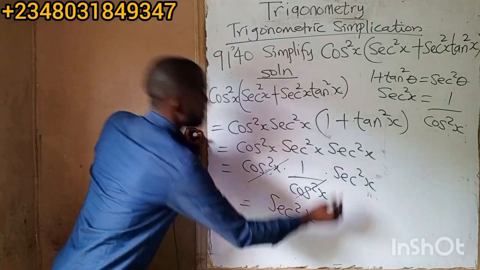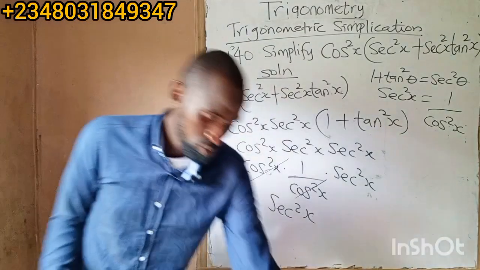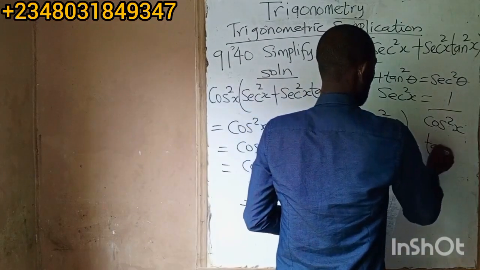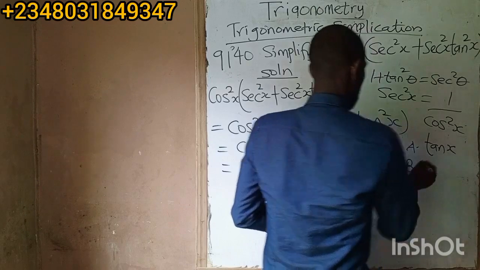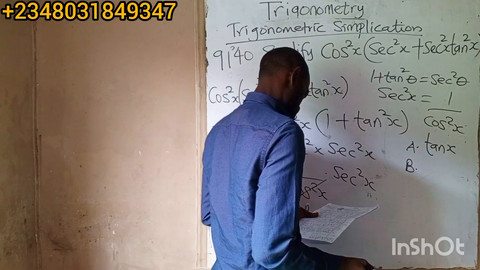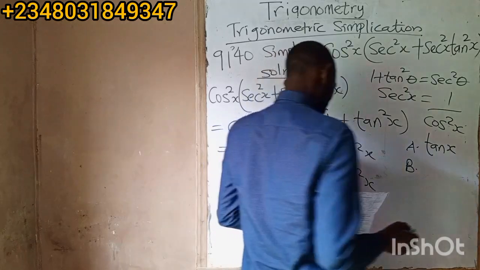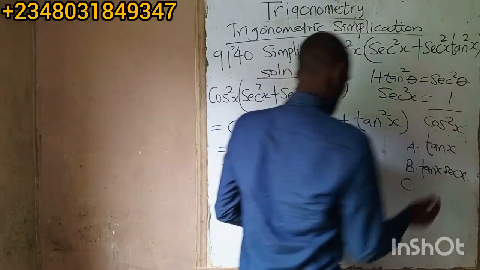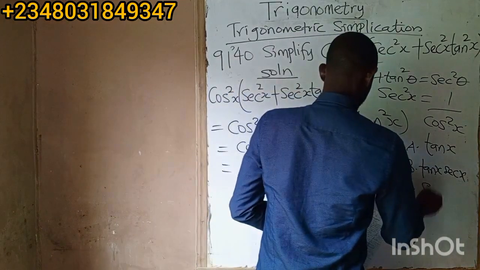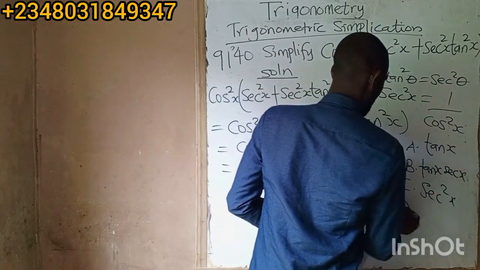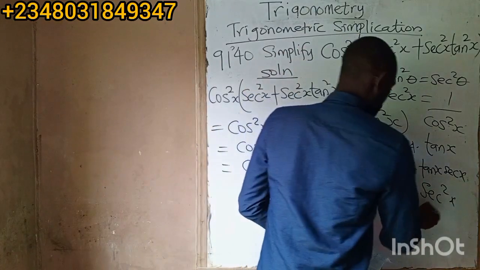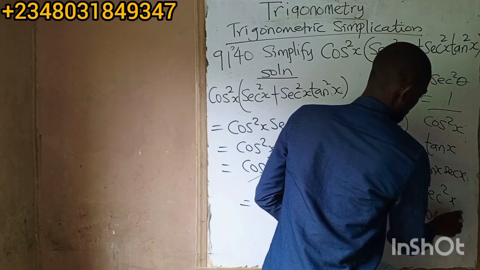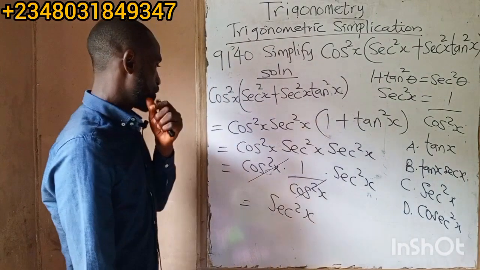Our answer will be sec square x. So in the options, we are given A, tan x. B, tan x sec x. C, sec square x. And D, cosec square x. And the correct answer to this question is sec square x.